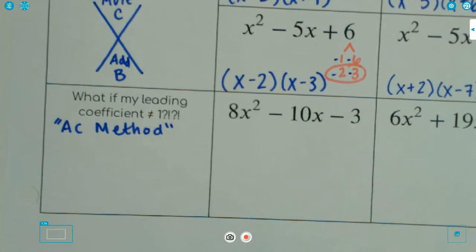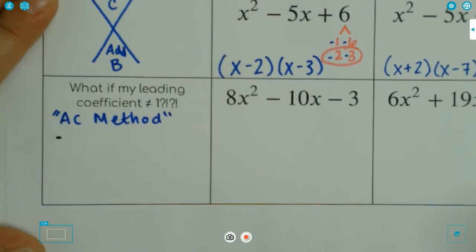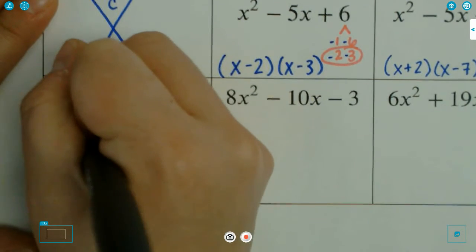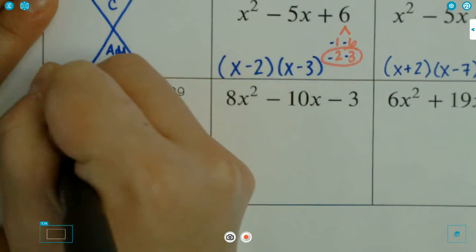The AC method is what I think is the best way to factor a trinomial with a leading coefficient greater than 1. So what you do is we are going to multiply together AC. We're going to find two numbers that multiply to equal that. So now instead of just multiplying to equal C, you need to multiply to AC. You still need to add to B.